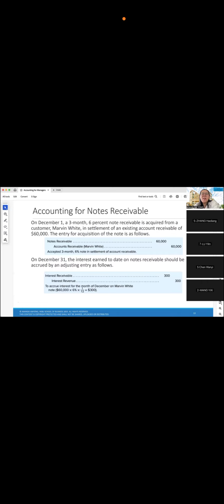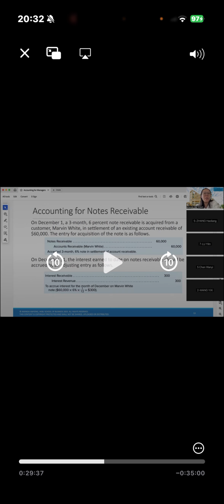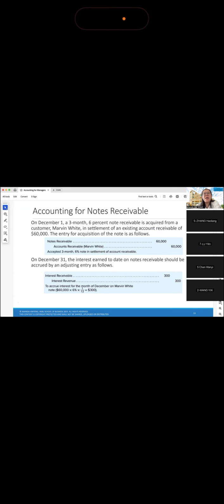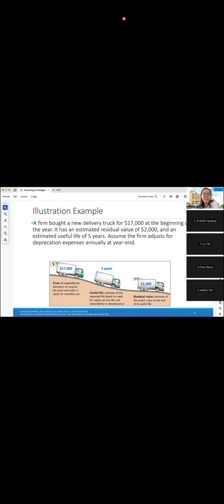Typically for notes receivable, the interest would only be paid together upon expiry of the note, meaning that if it is a 3-month note, the company would only receive 3 months worth of interest upon repayment of the full 60K principal amount. And so in the interim, they have to record an interest receivable account to tell themselves that, hey, you have to collect this interest in 3 months' time. Okay, so that's for notes receivable.